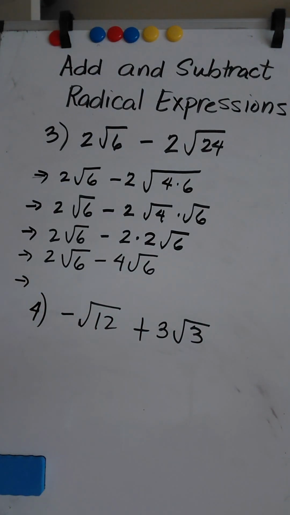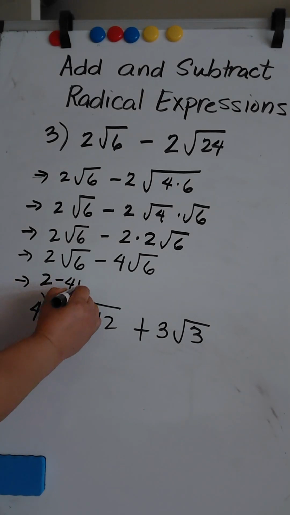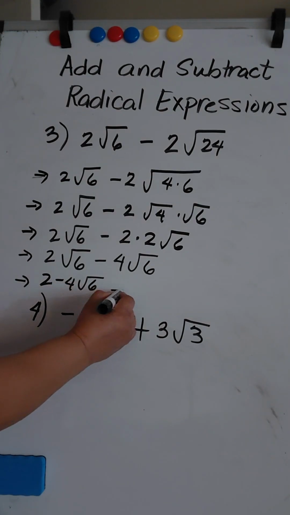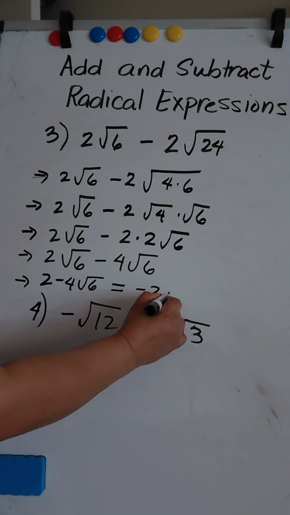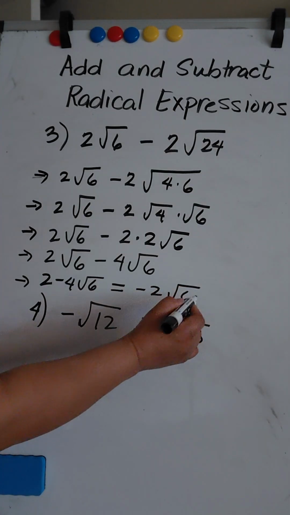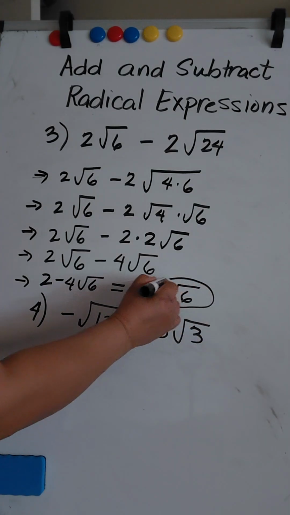Okay? So we have 2 minus 4. I'm going to write here 2 minus 4, and write the common radicand or radical, square root of 6, and that gives you negative 2 square root of 6.